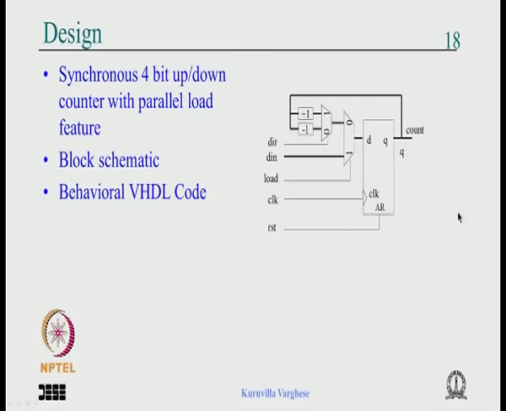Now if you look at the VHDL code, there is a process with clock and reset. If reset is 1, Q gets 0, else if clock event and clock is equal to 1, under that if load is 1, Q gets DIN, else if direction is 1, Q gets Q plus 1, else Q gets Q minus 1, end if, end if, that's it. So that's the whole code. The moment you see this, there is no need to think about writing the code, it's a mechanical process.